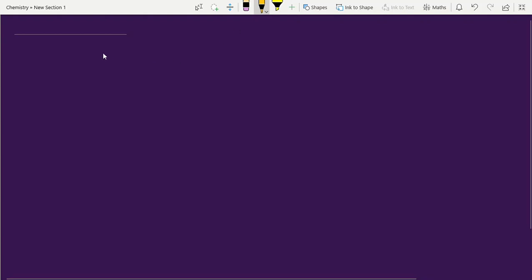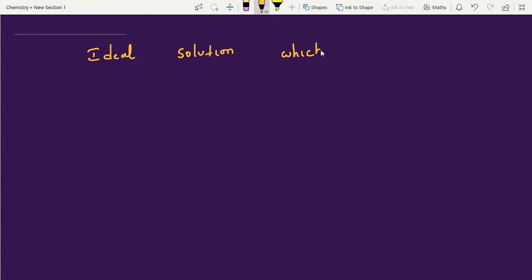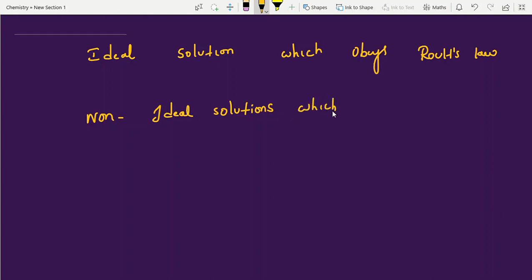Okay, first let's begin with ideal and non-ideal solutions. An ideal solution is one which obeys Raoult's law. What is Raoult's law? And the other topics I am going to do in the coming days. In non-ideal solutions, we can concentrate on examples and competitive points. Non-ideal solutions are those which do not obey Raoult's law.